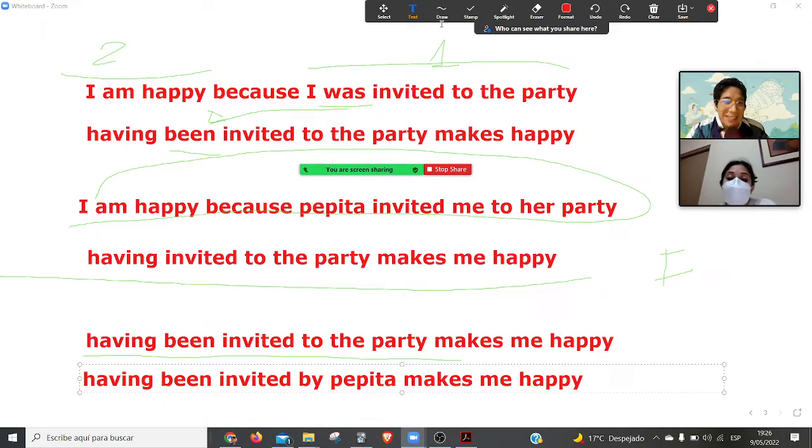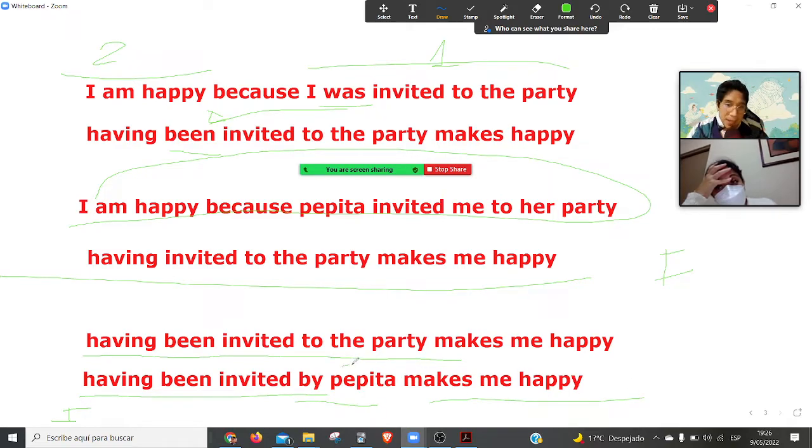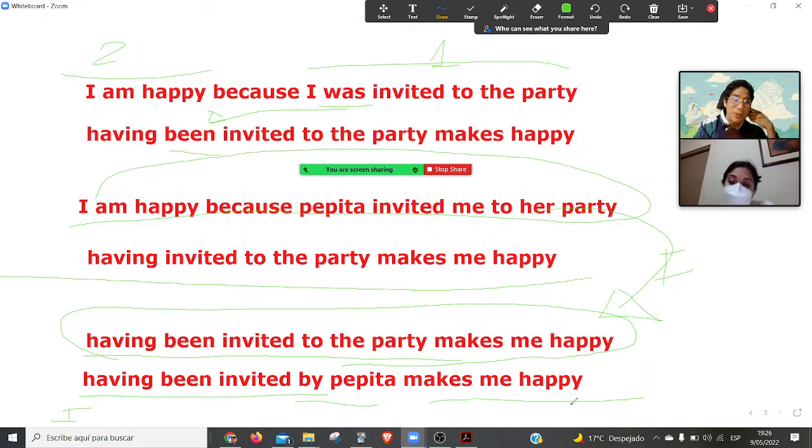As you can see here, this is the passive or not. Yeah, because we are saying who invited whom. Pepita. ¿Y aquí quién fue invitado? Yo. Yo, al haber sido invitado por Pepita, me pone muy feliz. La primera no tiene sentido, porque quien te invita a la fiesta es Pepita. Did you understand? Yes. Okay, so now we're going to practice the speaking part.